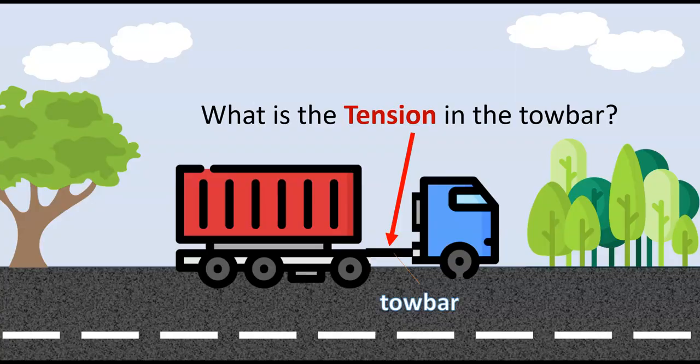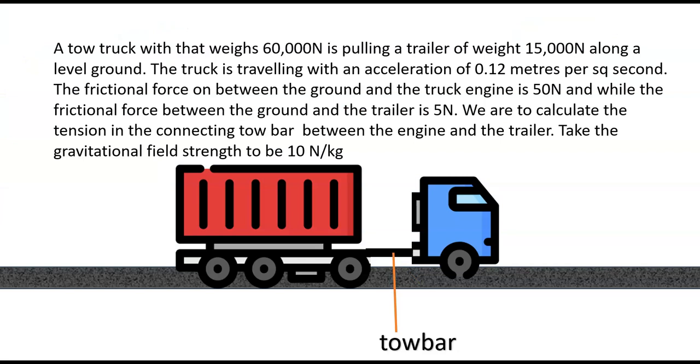Now that you have learned the basics of how to use free body diagrams, let's apply it to this very difficult question that scares off many students. A tow truck that weighs 60,000 Newton is pulling a trailer of weight 15,000 Newton along a level ground. The truck is traveling with an acceleration of 0.12 meters per square second.